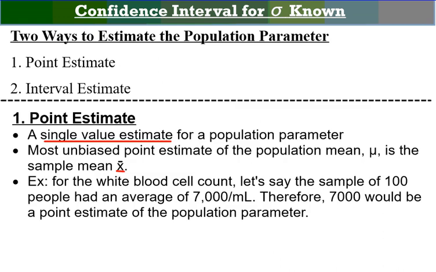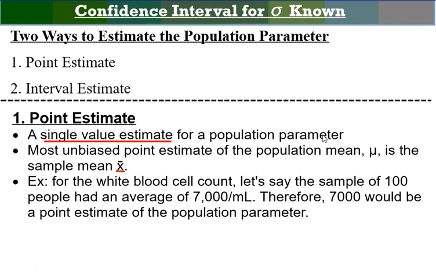There are two ways that we can estimate the population parameter, that holy grail value that we want to know, that we're going to estimate by conducting a sample. The very first thing we can do is what's called a point estimate. As you can guess, this is a single point that we're using to estimate the true value of the population parameter. So a point estimate is a single value estimate for a population parameter.